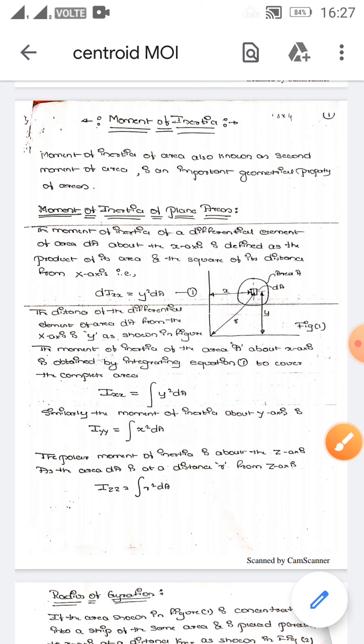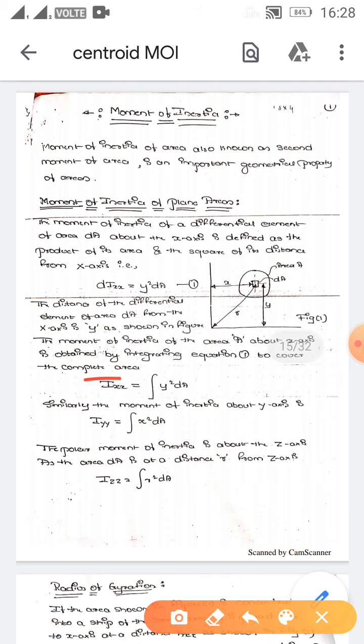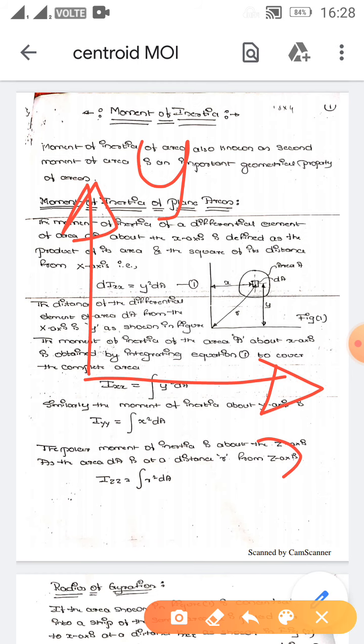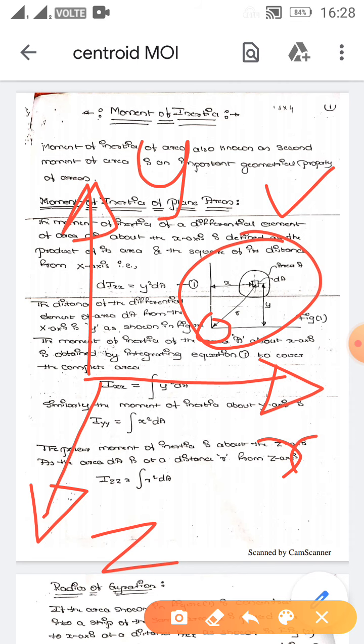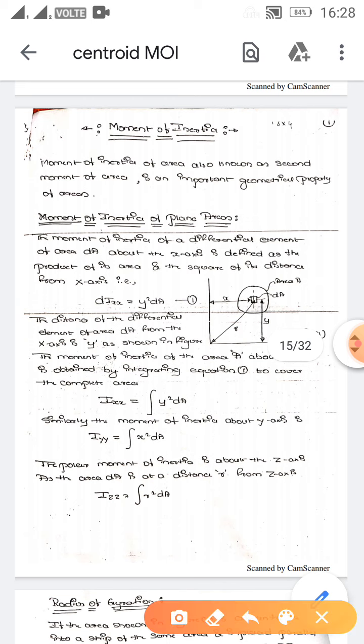Now I have taken an axis in the x direction and an axis in the y direction. There is one more axis, that is the z direction, which we also call the polar axis. The sketch we have taken is a 2D sketch, and the z axis is perpendicular to the screen, so it is not visible to us.